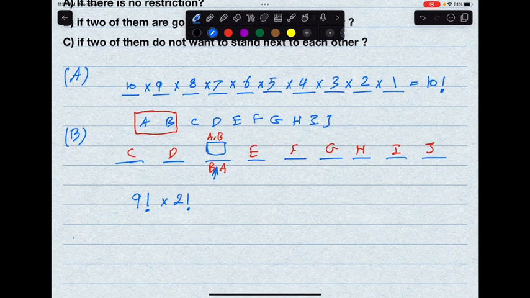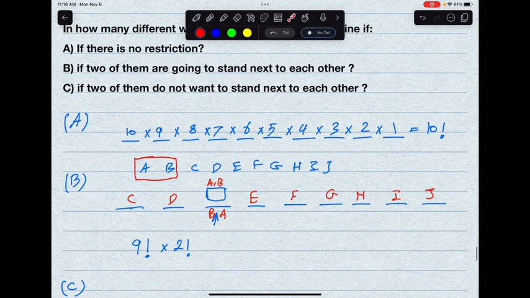What about part C? Part C says if two of them do not want to stand next to each other. Okay, so it is the complement of part B. In part B, we wanted two of them to stand next to each other, and we counted all the arrangements in which A and B stand next to each other in this line. Now I'm going to find all the other arrangements in which these two won't stand next to each other. There are two ways to count these numbers. One of them is directly.